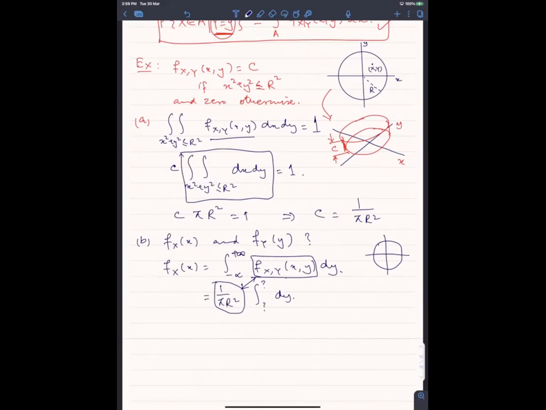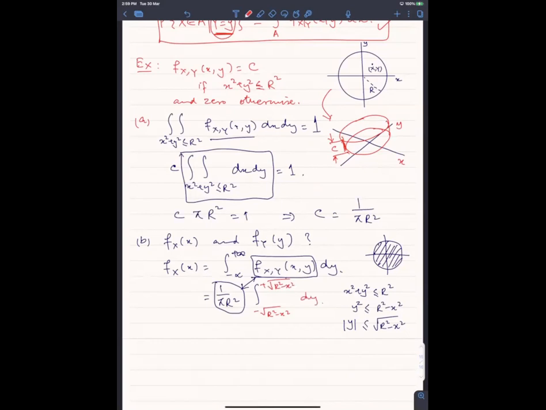वो लिमिट्स वो होंगी कि whenever the joint PDF is equal to 1 over pi r square, and that is the area whenever x square plus y square is less than equal to r square, or y square is less than equal to r square minus x square, or magnitude of y is less than equal to square root of r square minus x square. Okay, which means y is now going from minus square root of r square minus x square to plus square root of r square minus x square dy.